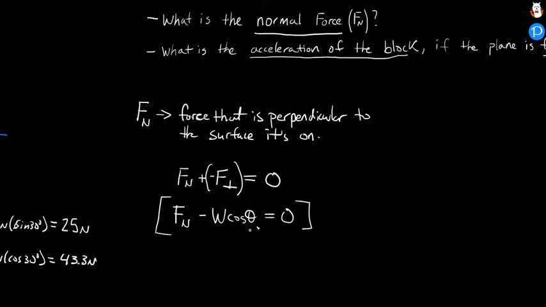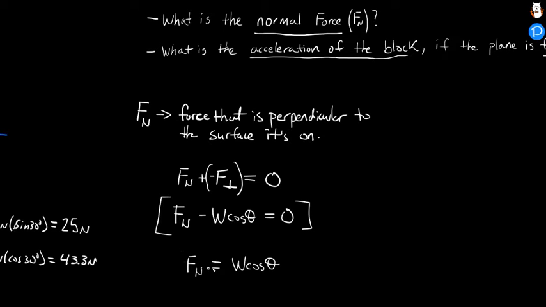And all of that has to be equal to 0, because the net force in that specific direction needs to work out to be 0. So I can rearrange that again. The normal force, just add this to the other side, is going to be equal to the weight times the cosine of the angle.